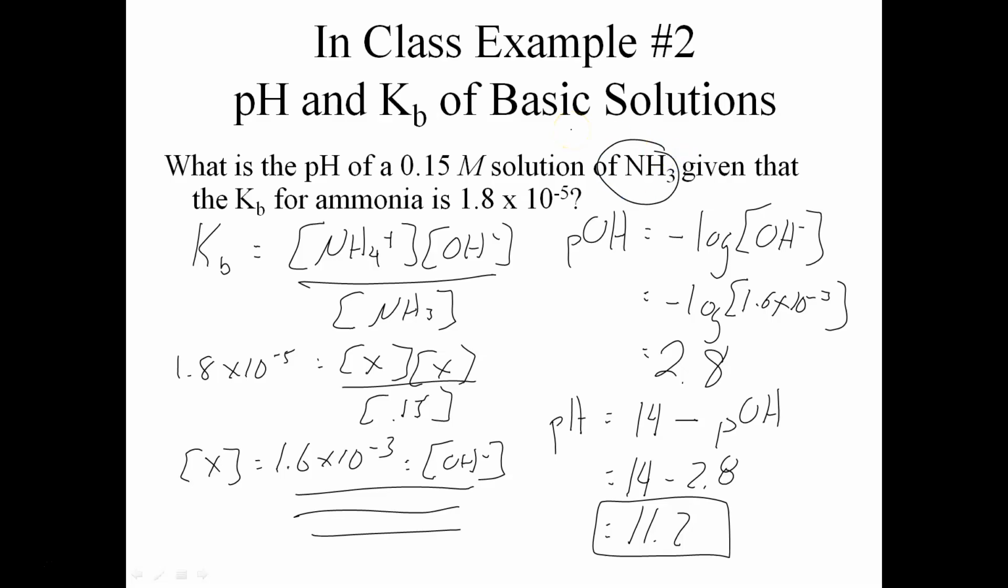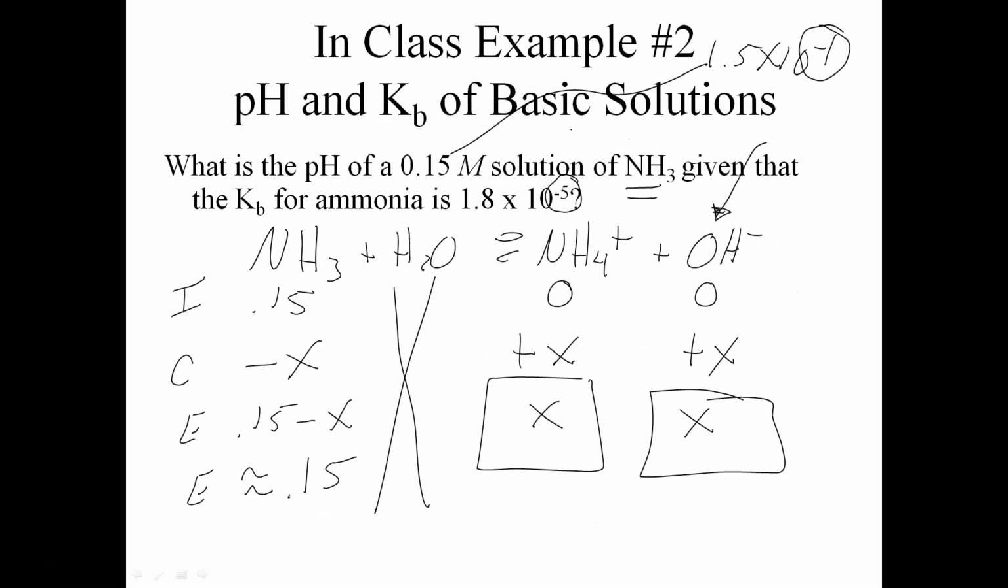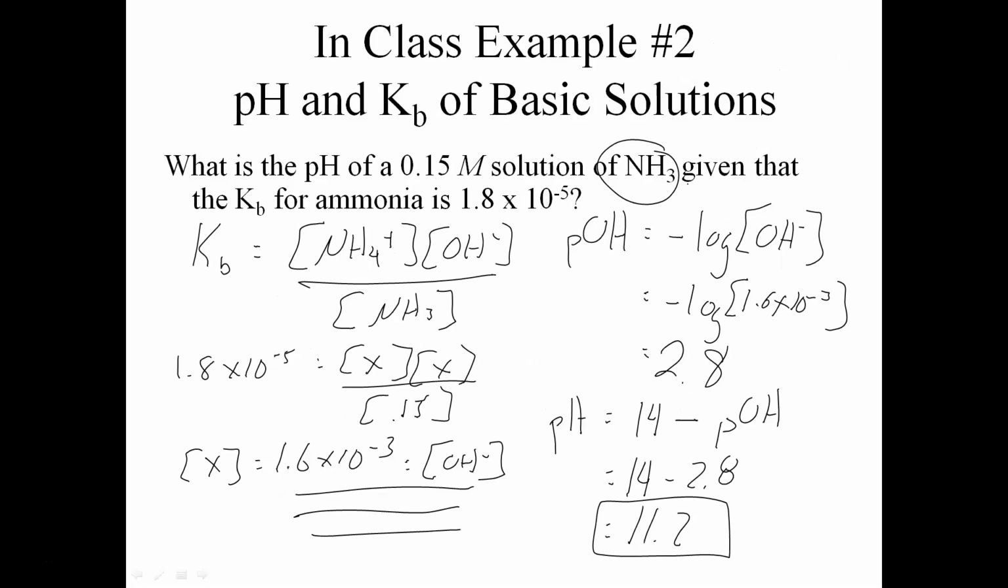This is a base. NH3 is a base. A base creates hydroxide ion in solution, and you can see the hydroxide ion being produced in our equation here. So the pH should be above 7. You shouldn't end up with a pH of 2.8, that's your pOH. A pH of 11.2 is basic. It's above 7, and that makes sense because we have a basic solution.